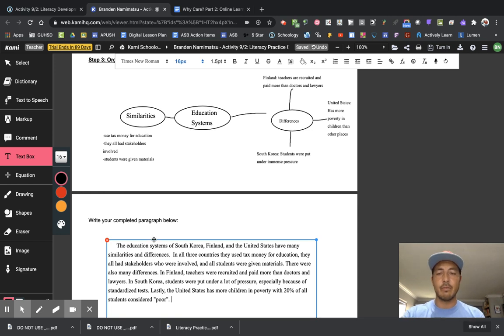Now, we have provided our claim. Hey, there's similarities and differences. We have given some evidence and reasoning. Hey, here they are. This is how they're the same. And here are how they're all different. And here's my evidence to show that they're different.